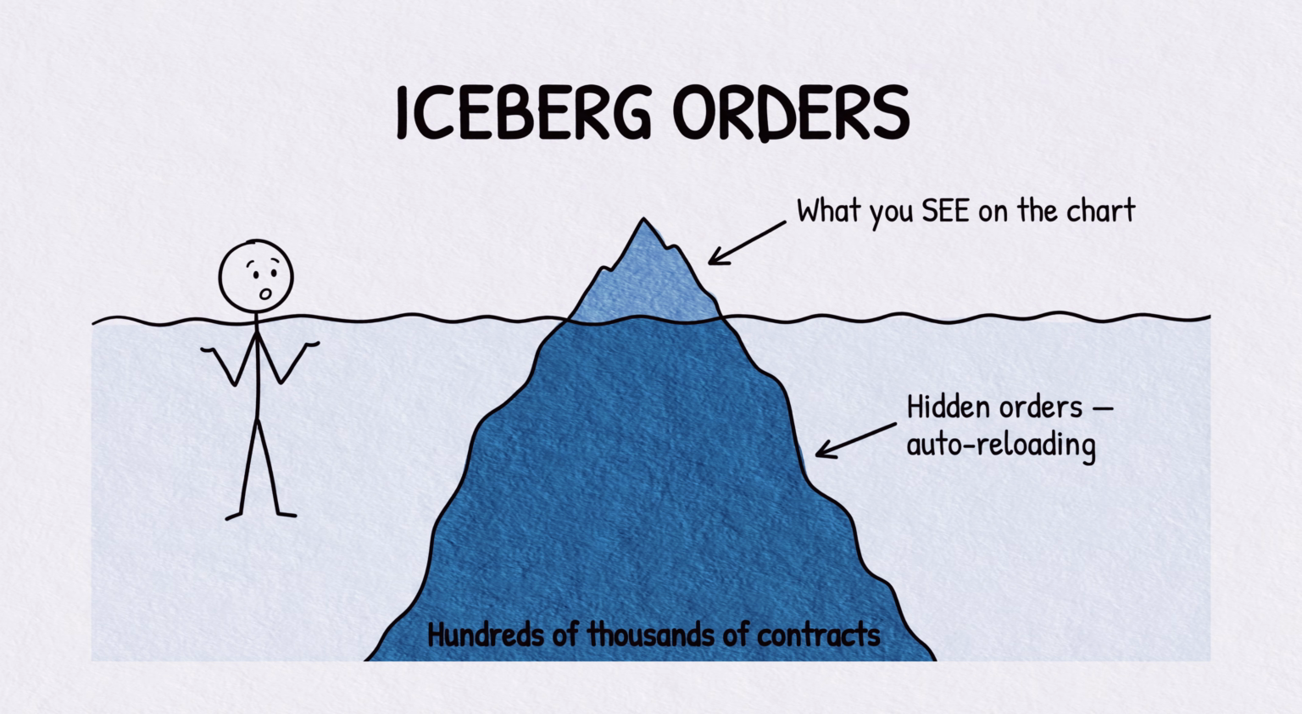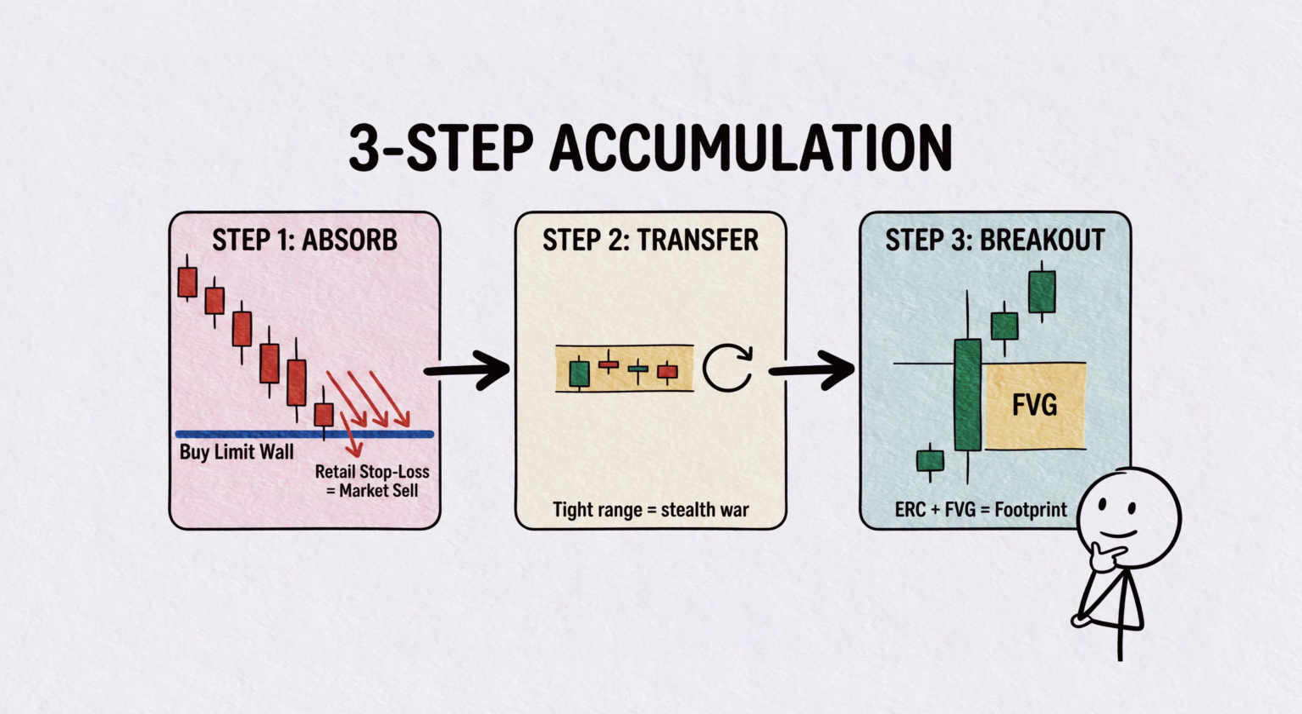Instead, they hide their orders, and the process unfolds in 3 steps. Step 1, passive absorption. Institutions place massive buy limits at a specific price zone. They leverage the market's natural selling momentum. Bad news, momentum selling. And in some cases, use algorithms to accelerate the process in order to trigger retail stop losses. And the nature of a long position stop loss is a market sell. That cascade of market sells slams straight into the institution's buy limit wall.